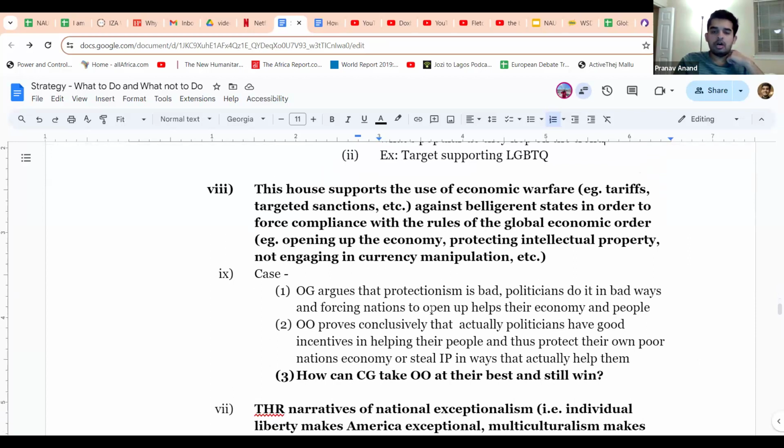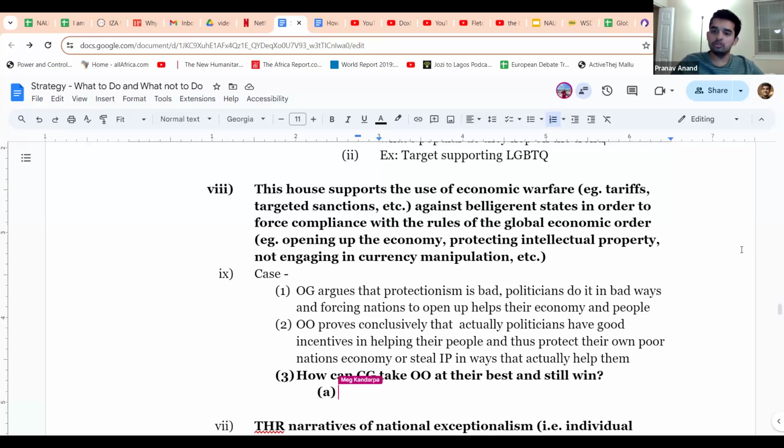Third example. So this house supports the use of economic warfare against belligerent states in order to force compliance with the rules of the global economic order. So for example, opening up the economy, protecting IP, not engaging in currency manipulation, etc. So in essence, it's about whether you should use tariffs or sanctions against states that do things like being too protectionist, that do things like steal IP, these sorts of things.